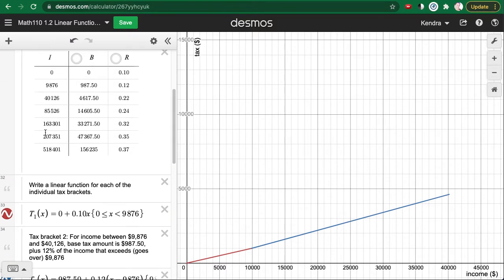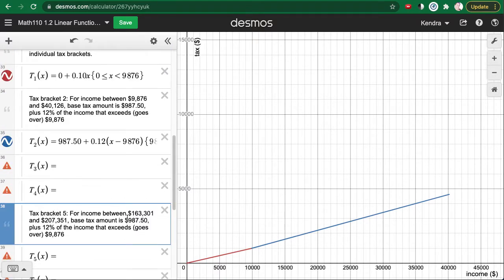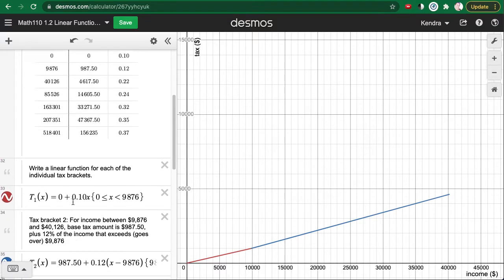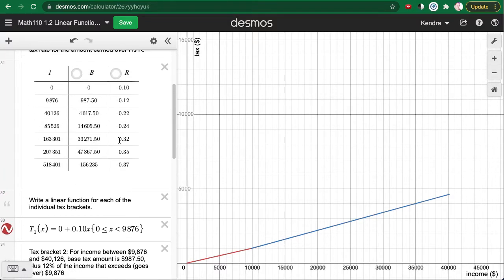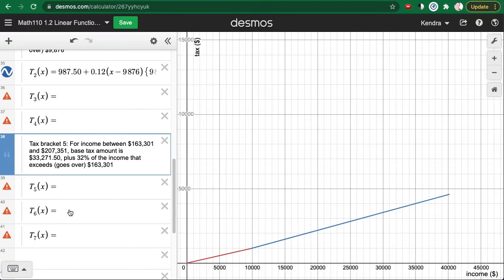The base rate is 33,271. So this is clearly outside of my tax bracket, because I cannot imagine having a base of $33,000 that I would pay in taxes. Plus 32% of the amount that is over that. The amount that is over that lower range. Okay, so that's what tax bracket 5 looks like.